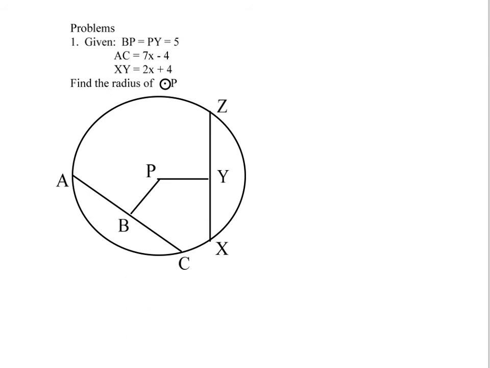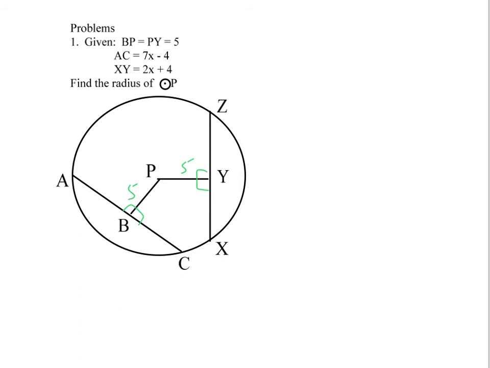Find the radius of OP, given BP and PY are both 5. So BP and PY are both 5. I'm going to write those in. 5 and 5. Those two segments are equal. And I think we probably need to assume that these are right angles. That should have been given.